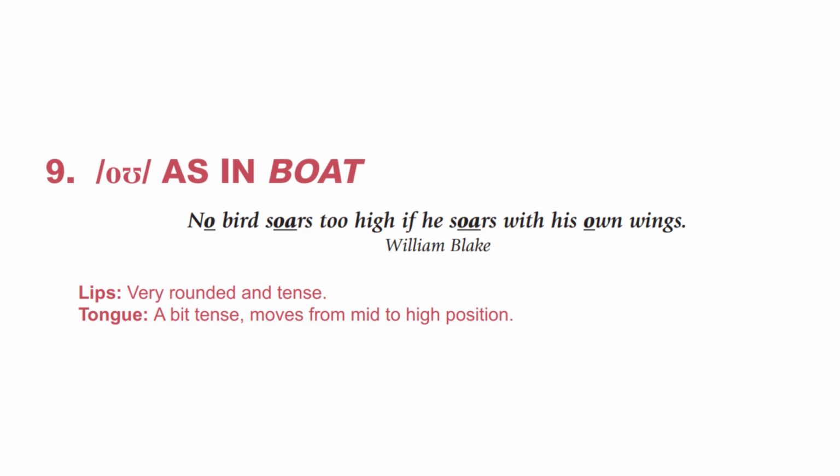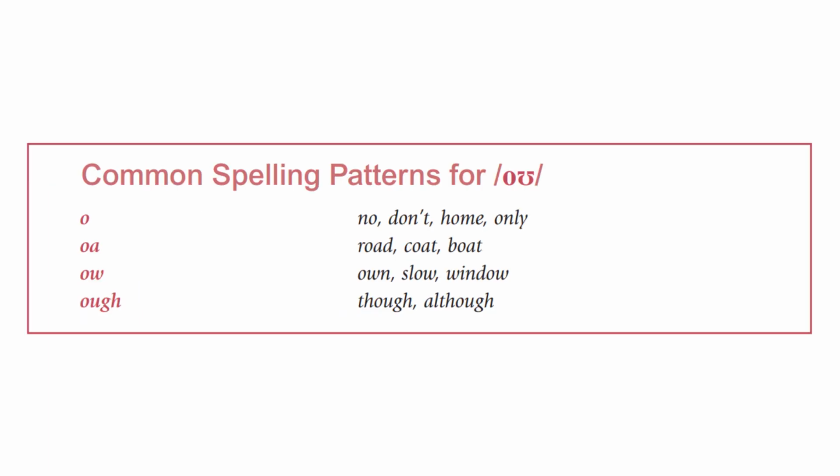O, as in boat. For the O, the lips are very rounded and tense, and the tongue is a bit tense, and it moves from the mid-high to the high position. The common spelling patterns for this sound include the letter O, as in no, don't, home, only, OA, as in road, coat, boat, OW, as in own, slow, window, and OUGH, as in though and although.